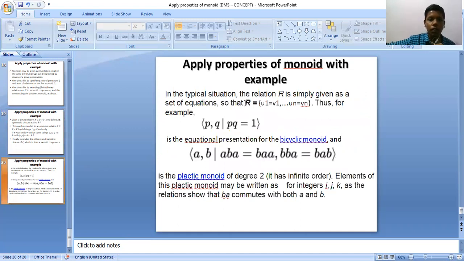In the typical situation, the relation R is simply given as a set of equations, so that R equal to u1 equal to v1 up to un equal to vn. Thus, for example, the presentation with generators p, q such that pq equal to 1 is the equational presentation for the bicyclic monoid, and the presentation with generators a, b such that aba equal to baa and bba equal to bab is the plactic monoid of degree 2. It is infinite order. Elements of this plactic monoid may be written as a^i b^j (ba)^k for integers i, j, k, as the relations show that ba commutes with both a and b.